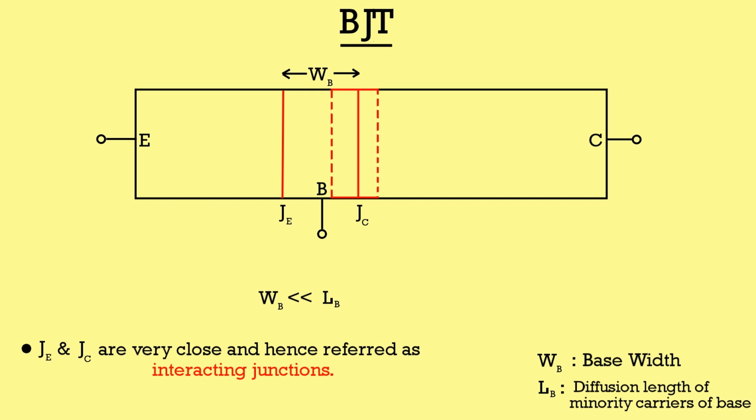and hence the two PN junctions are called interacting junctions. There are other important terms which you should understand.